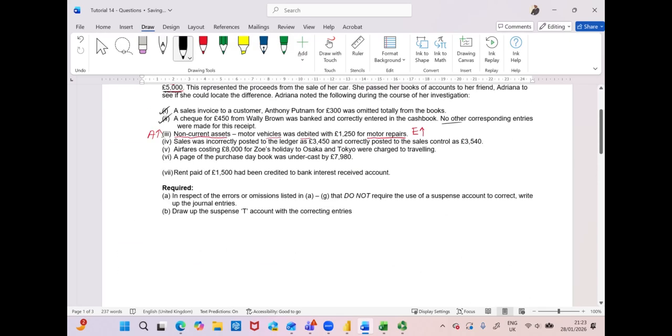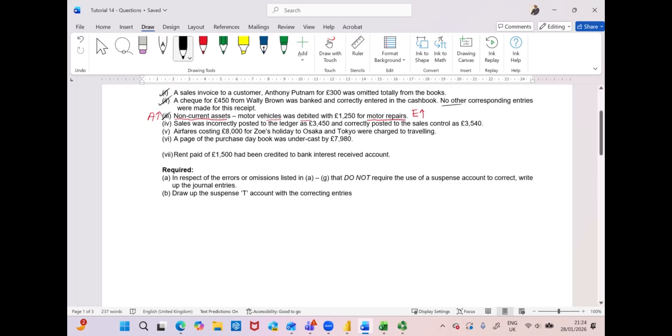The next error is sales was incorrectly posted to the ledger as 3450 and correctly posted into the sales control account as 3540. So that means the sales account is undercast. Therefore, we need to increase the sales account balance.